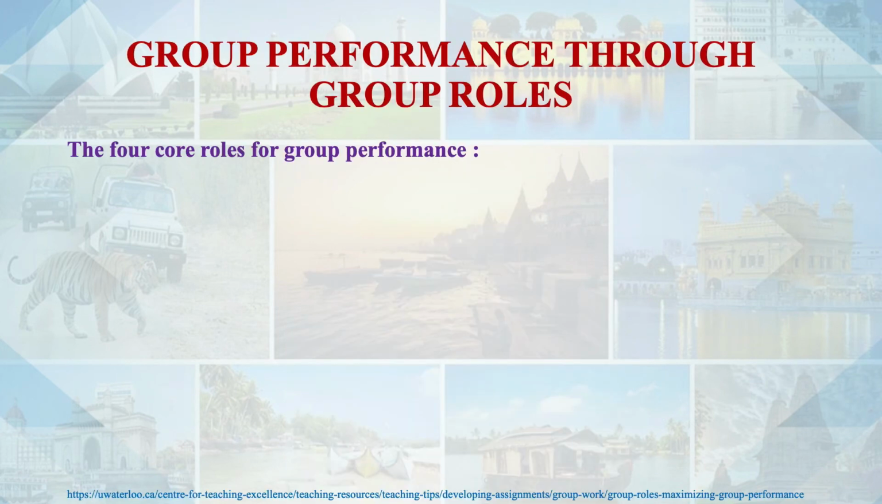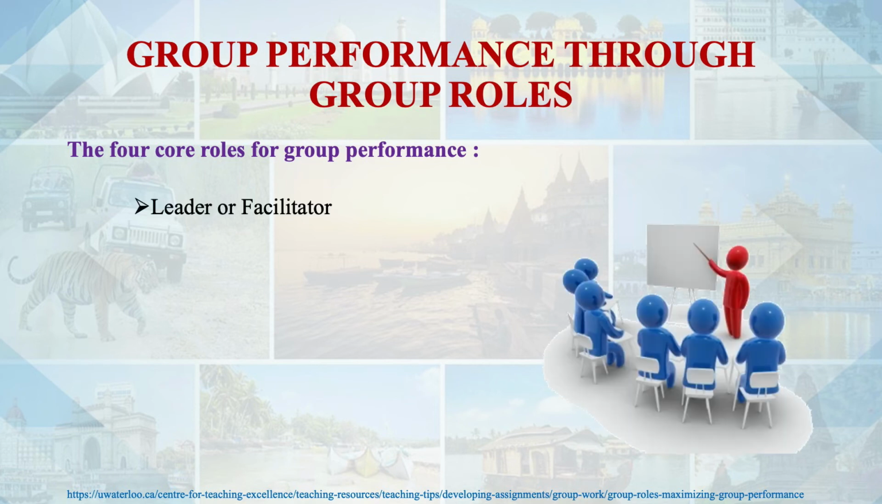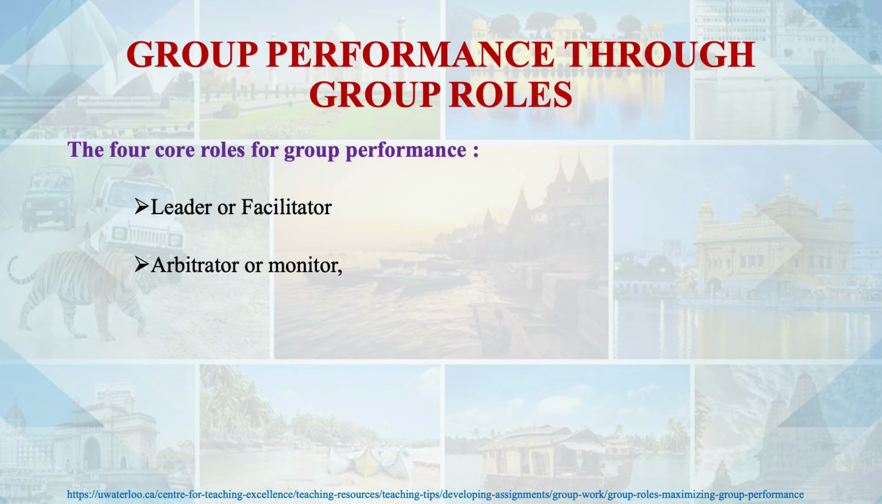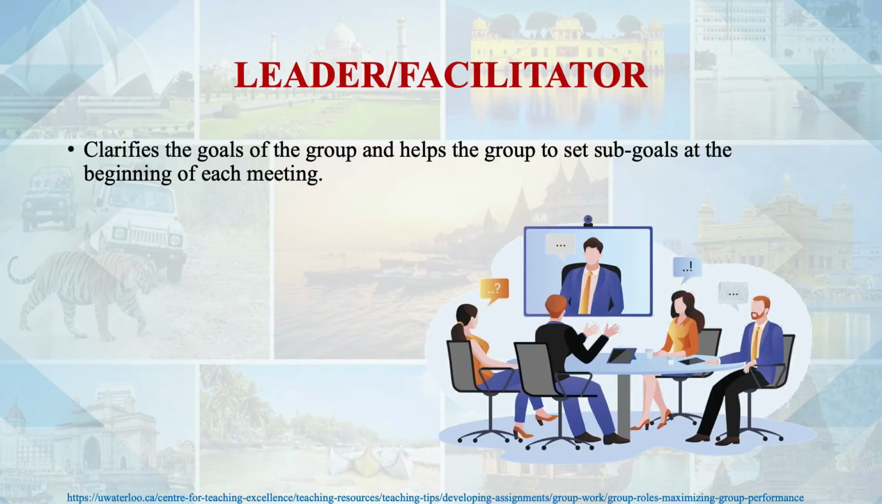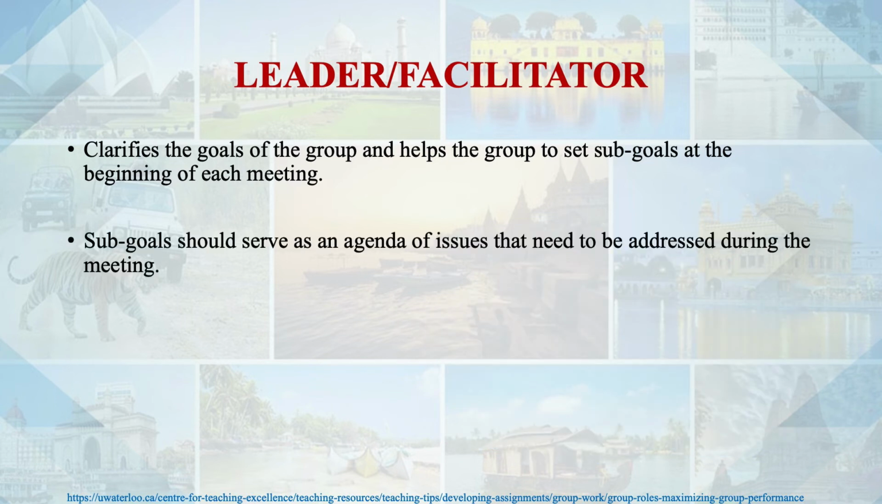The four core roles for group performance to be discussed are leader or facilitator, arbitrator or monitor, note taker or timekeeper, and devil's advocate. Let's start with leader or facilitator. The role of the leader or facilitator is performed well when the person performing this role clarifies the goals of the group and helps the group to set sub-goals at the beginning of each meeting. Sub-goals should serve as an agenda of issues that need to be addressed during the meeting.